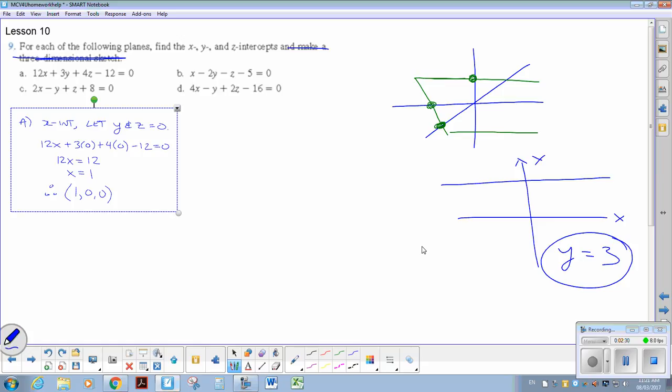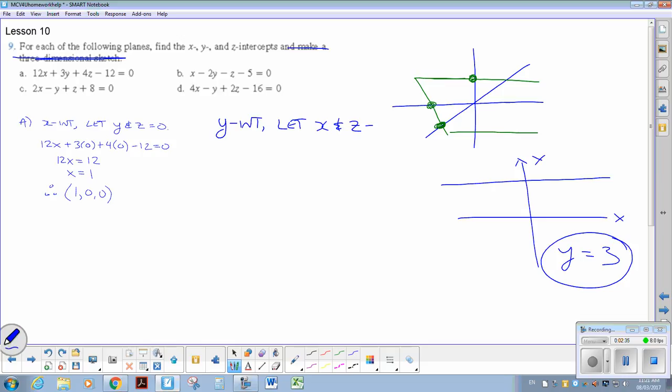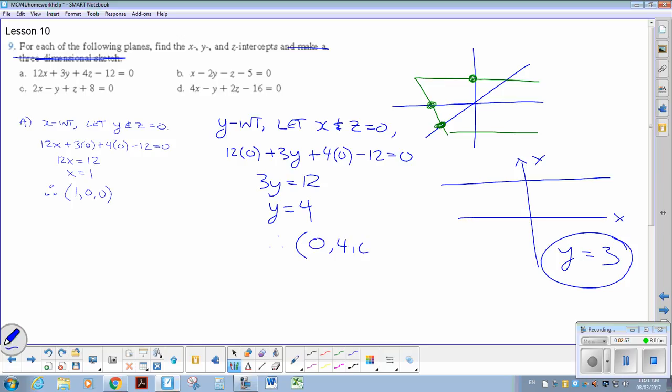So I'll go through and do the other ones. If I want to find the y-intercept, I need to let x and z equal 0. So that means that I would have, and again, I'll emphasize that you don't need to write this in when you do your questions, my x and z terms become zeros. 3y equals 12. It's nice of them to pick nice numbers for us. So therefore, it crosses the y-axis at (0, 4, 0).